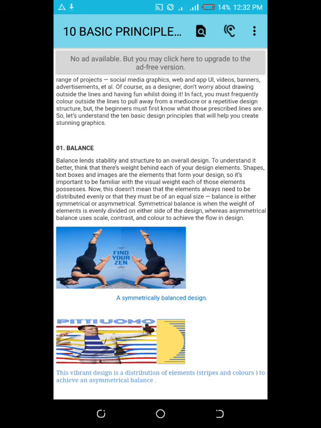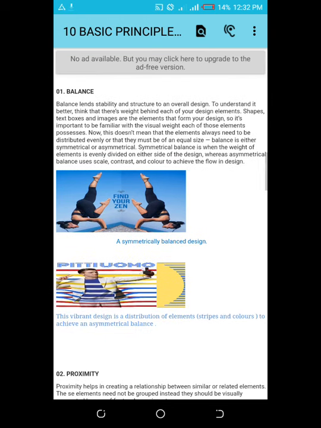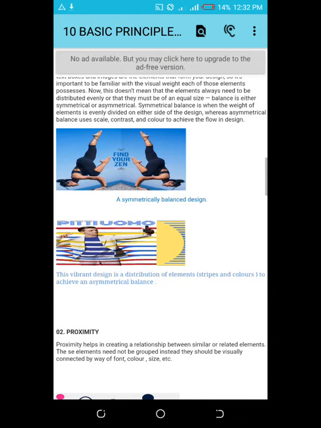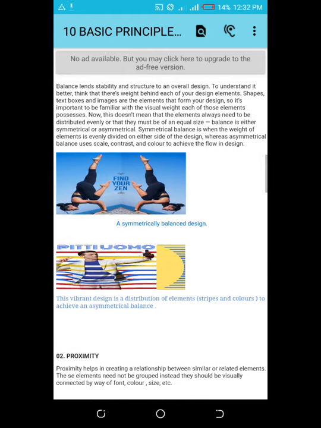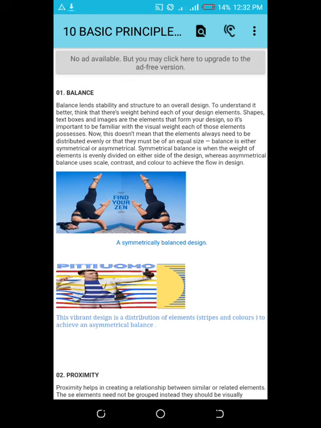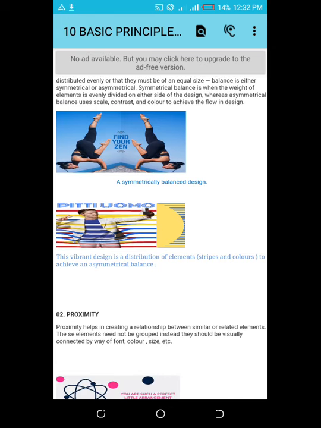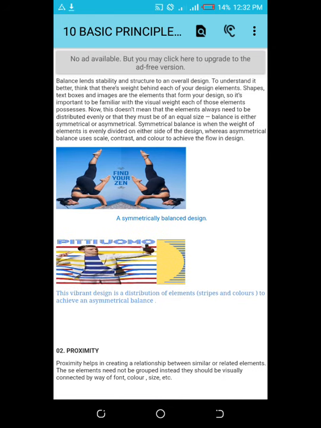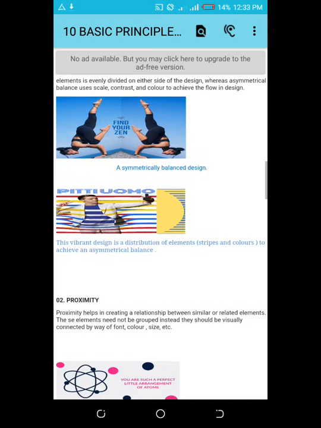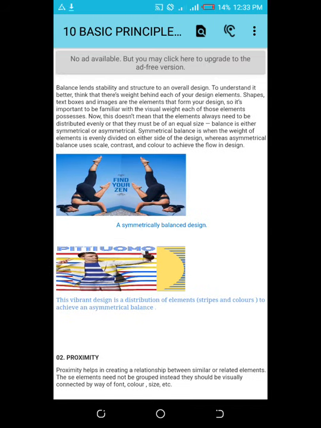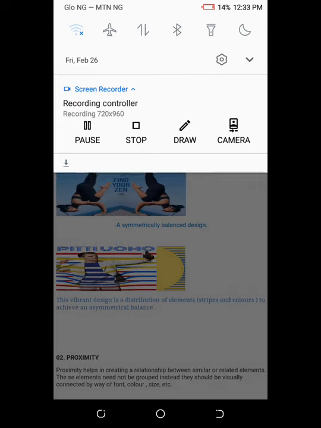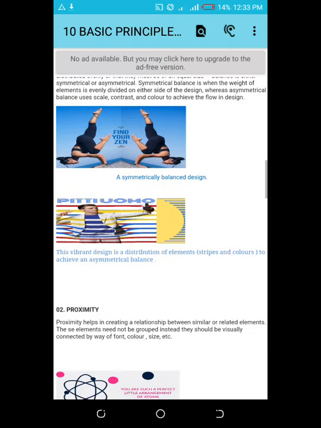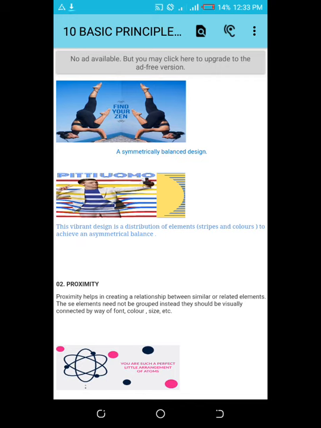Balance lends stability and structure to an overall design. As you can see, you can look from the two ends of this picture. You see a symmetrical balanced design. Now look at this man. You see the color is matching the clothes of the man. That is to tell you there is balance. So you have to be creative enough to have balance in your design. As you can see, the man's striped clothes are in line with the background.